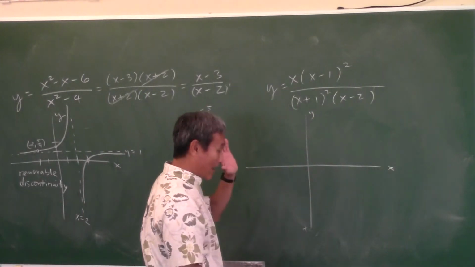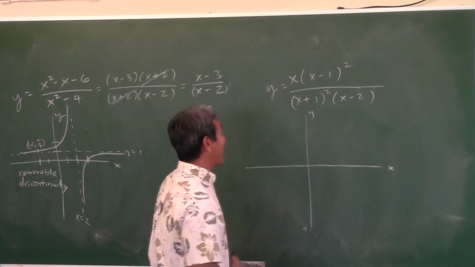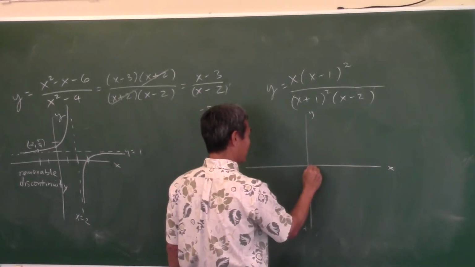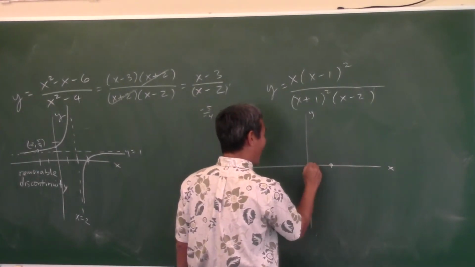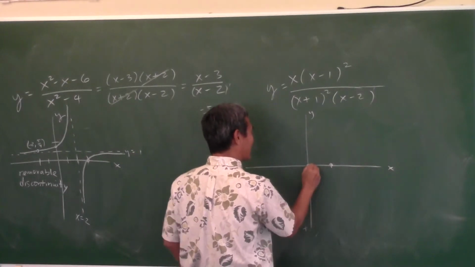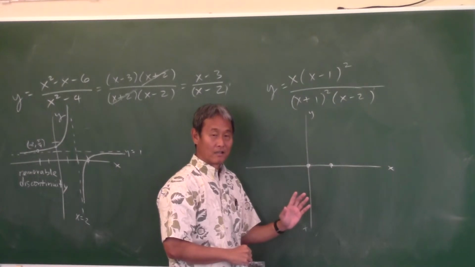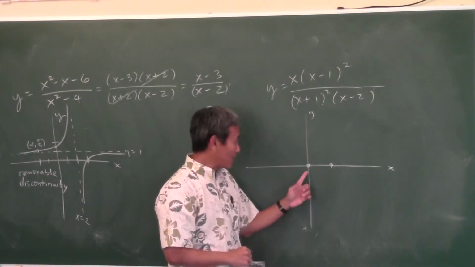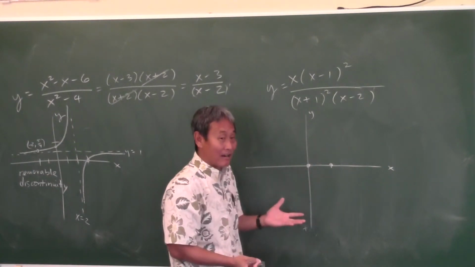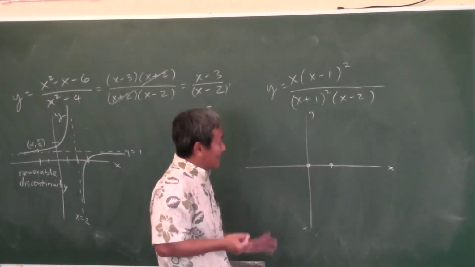Okay, now this is what I want tonight. I want you to do it quickly. X-intercepts: 0 and 1. Y-intercept: that's a duh. If the x-intercept is 0, the y-intercept is 0. Has to be, right? Because otherwise, if you put a point somewhere else, it's not a function anymore. But it doesn't bother you, right?